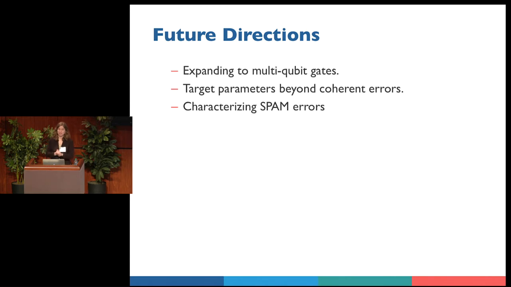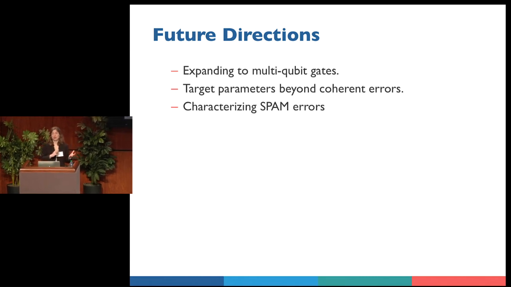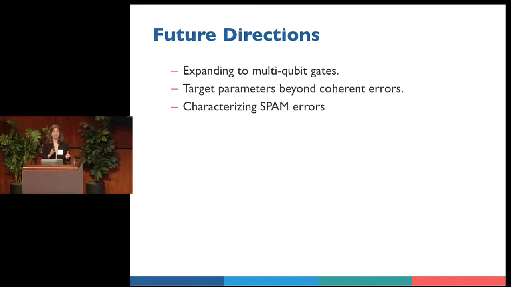There are lots of future directions that I'm hoping to pursue. I'm currently working on how to expand this to multi-qubit gates. It seems so far to be very straightforward, but we're working on some of the details. I think it could also be useful for targeting non-coherent errors as well. It would be great if no matter what type of error you're looking to characterize, you could have a very targeted method to do that, instead of having to do something like gate set tomography to learn about non-coherent errors.